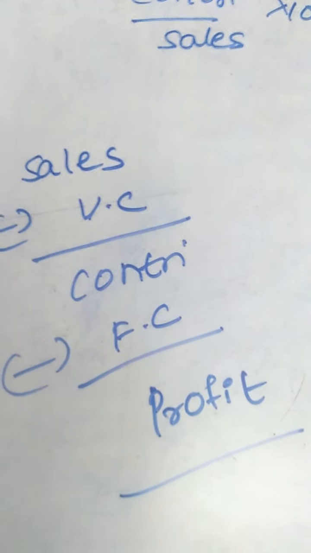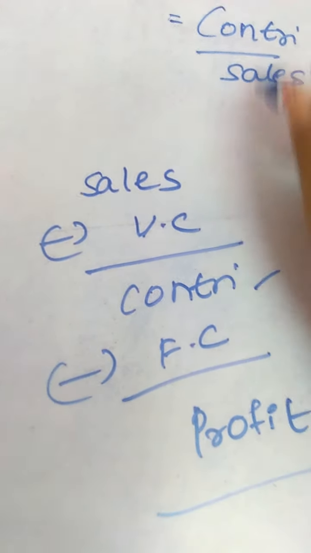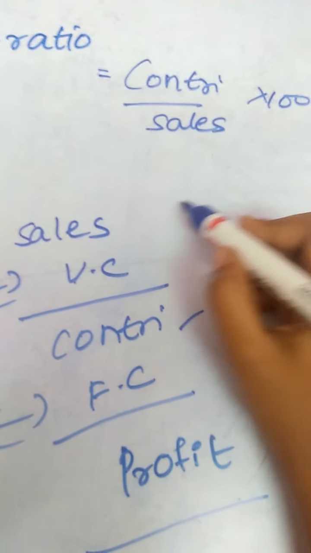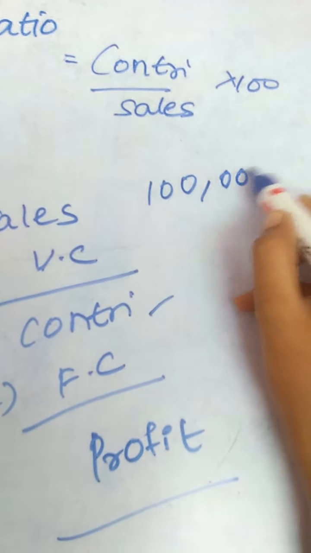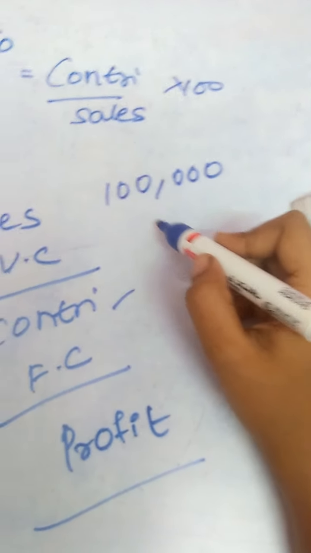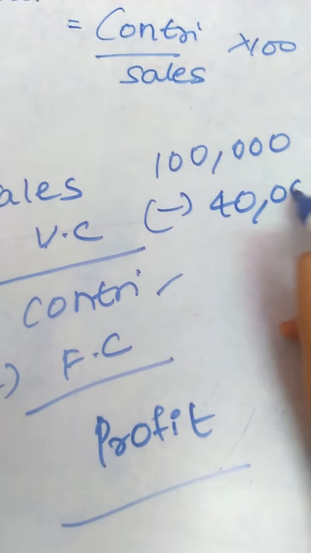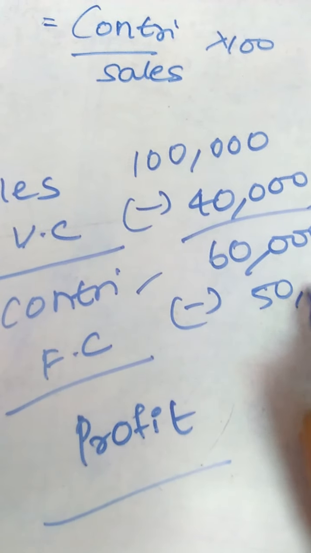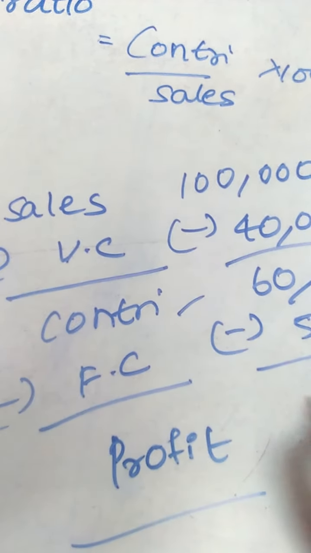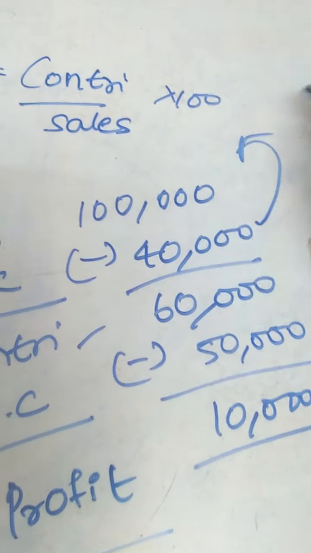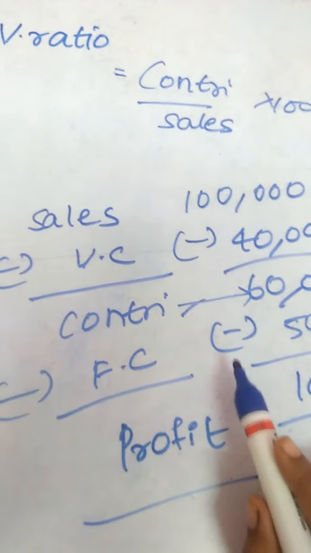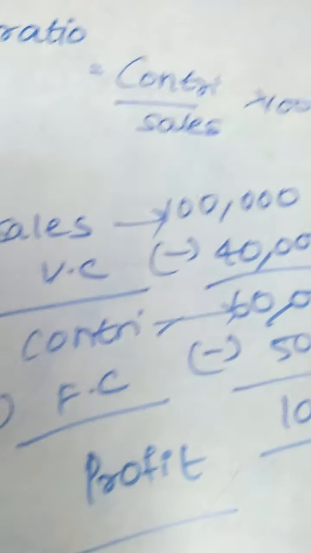Here we don't have the entire information about contribution, so we are finding it out to fit in this formula. Sales, we have as 1 lakh in the question, and variable cost as 40,000, which makes contribution 60,000, minus fixed cost of 50,000, which means profit is 10,000. We only want contribution and sales for this formula.